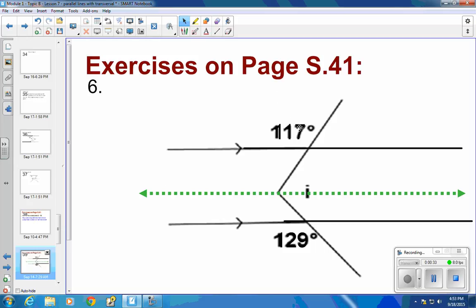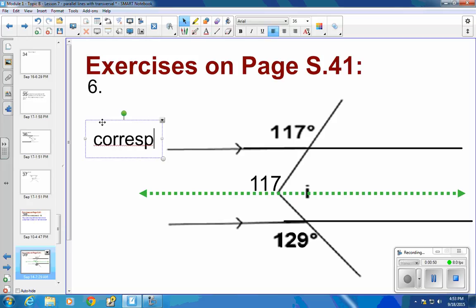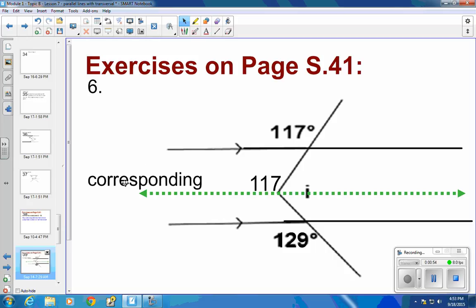So I can take this and make a corresponding angle down here. So I can either go vertical angle across, or I can go corresponding down. Seeing as I'm trying to get to this I, I'm going to use the corresponding and come down here. So I use corresponding to get that 117 down to here.